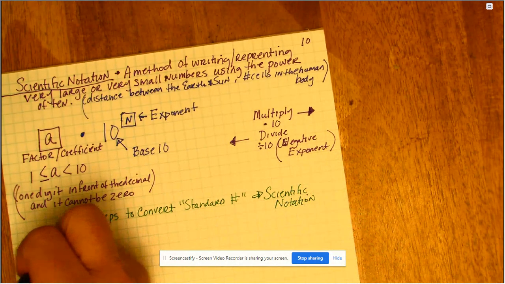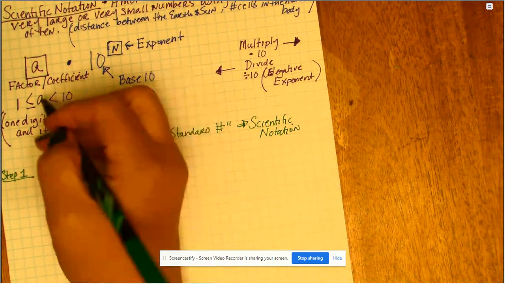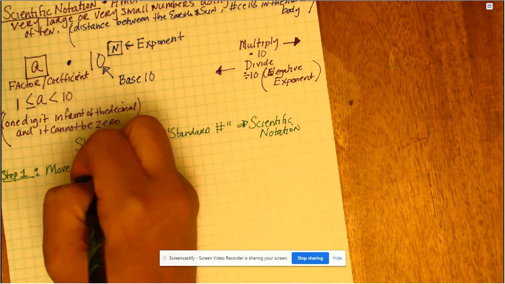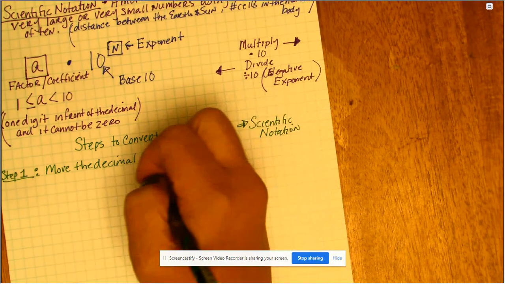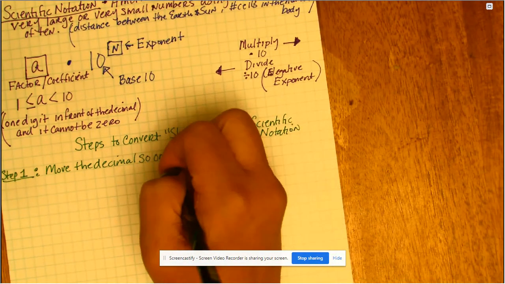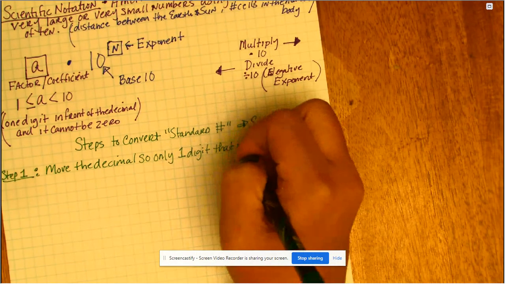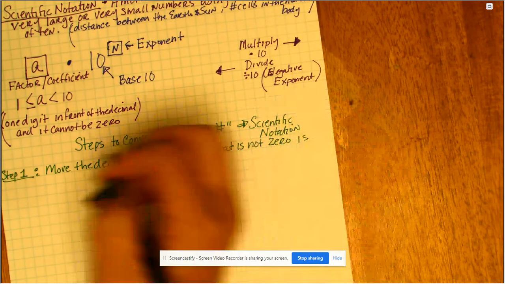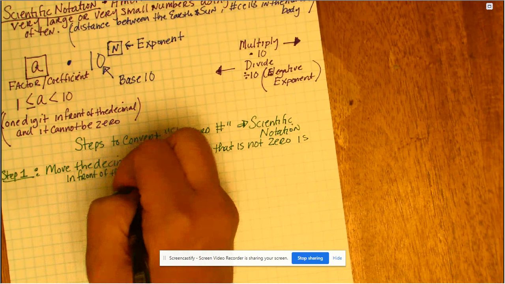So step number 1, I need to make this factor happen, right? So I need to move the decimal so only one digit that is not 0 is in front of the decimal.